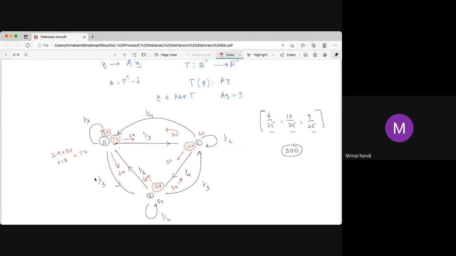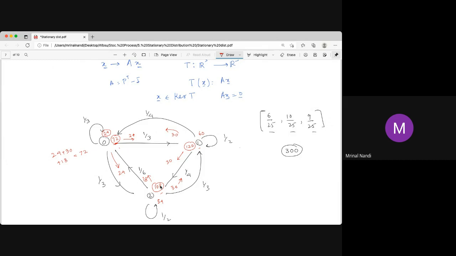Now what happened for 1? 60 balls there, 24 came from 0, 36 from 2. 36 plus 24 plus 60 is 120 again, and it must be 108 for the third. Two match, then the third must match. So that is the idea of the stationary distribution. If you start with 72, 120, 108, after this transition you will have the same number of balls, the same distribution. If you take one more step, again the same thing. This is the basic idea behind the stationary distribution.